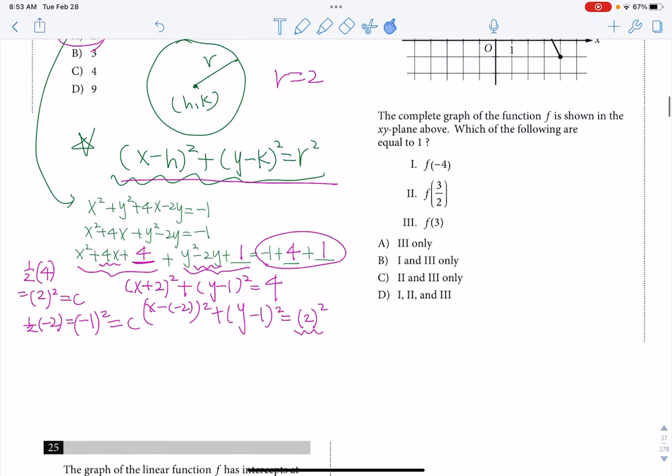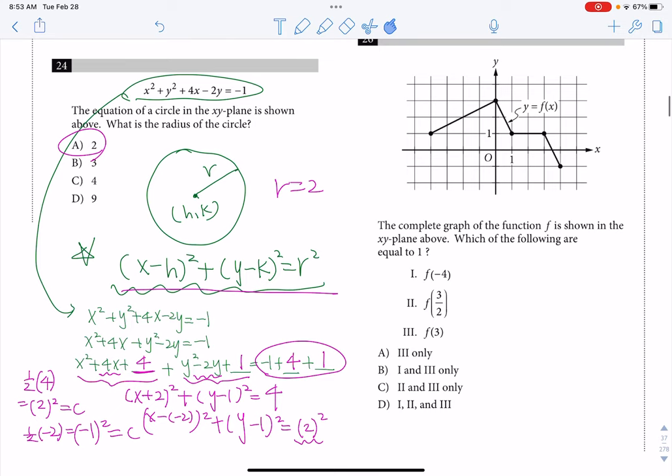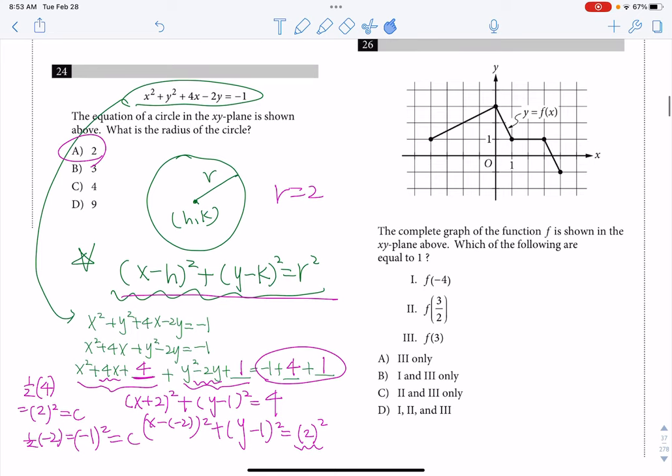And then this one: the complete graph of function f is shown in the xy plane above. Which of the following are equal to 1? If you are trying to find the value of f of negative 4, this means what is the y value when x equals negative 4. That's the meaning of f of negative 4. So you try to find x as negative 4.